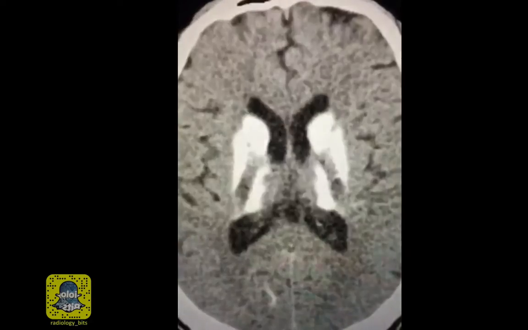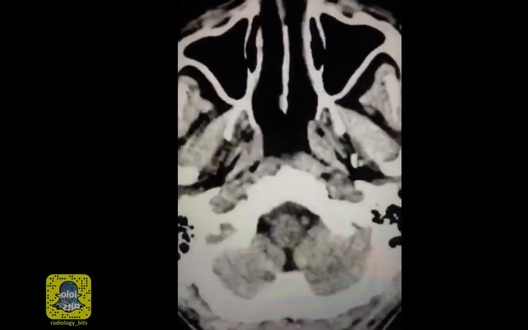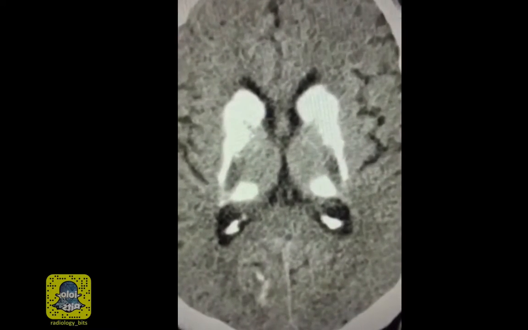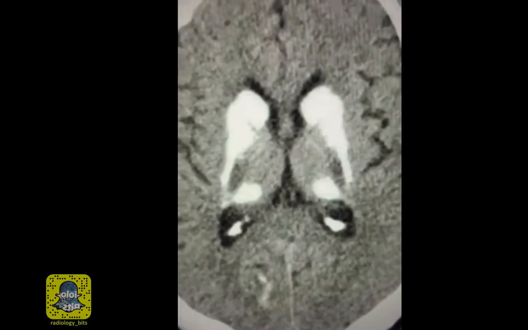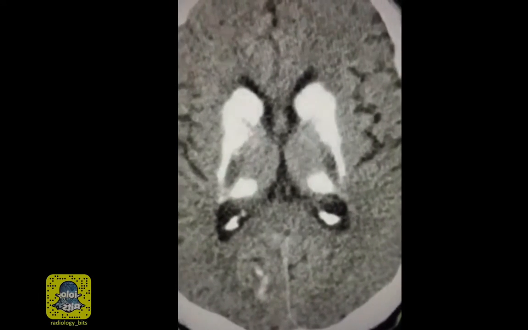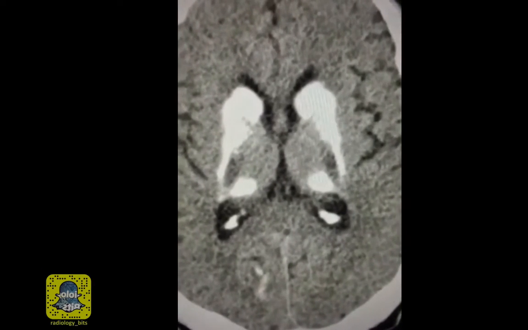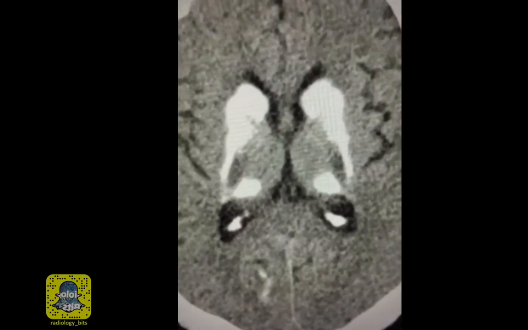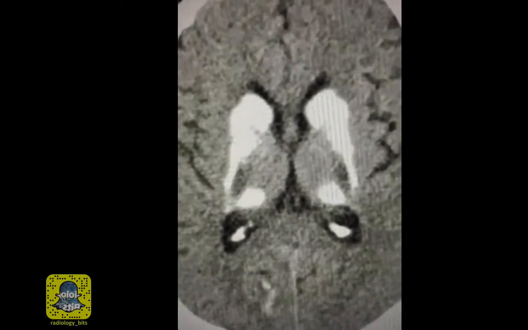Here's another look at this impressive case of Fahr's disease. We learned that Fahr's disease is a rare, slowly progressive, typically familial neurodegenerative disorder where extensive and classically symmetric calcifications of the basal ganglia, thalami, white matter, and dentate nuclei are seen. We learned that this disease may present as psychiatric, cognitive, or movement disorders.